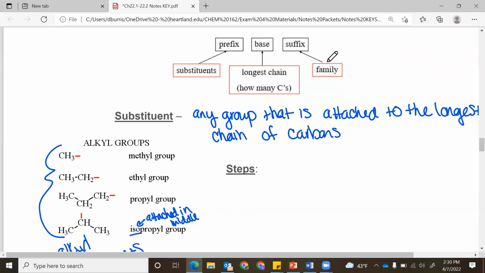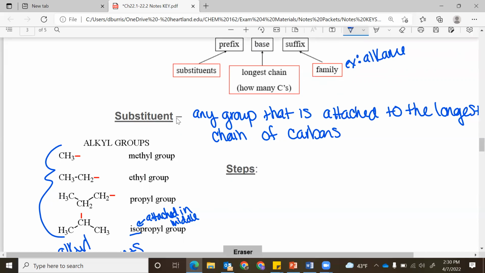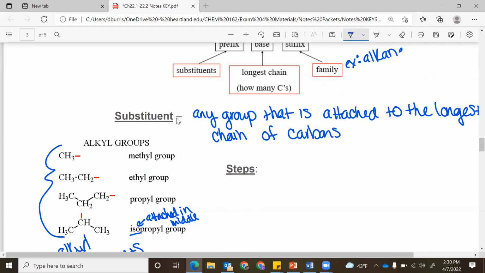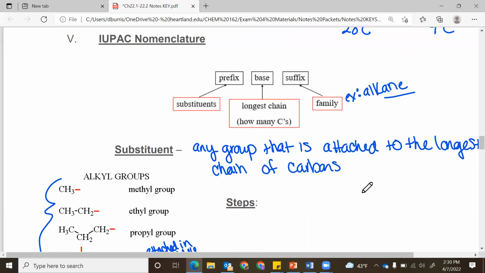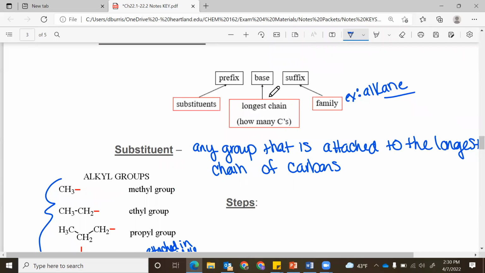And then the suffix tells the family of organic chemistry that we're in. An example of a family is alkanes. Okay, so we are just doing alkanes today. So all of the alkanes end in ane, A-N-E. All of the alkenes, when we get there, will end in ene, E-N-E, and so on and so forth. So we're just starting with alkanes. So we'll say this is what's stuck on it. This is the longest chain, and it ends in A-N-E because there's no double or triple bonds.